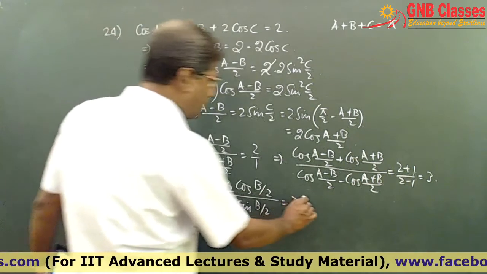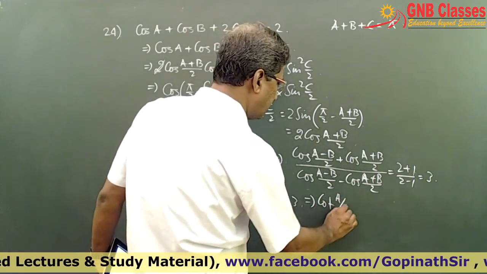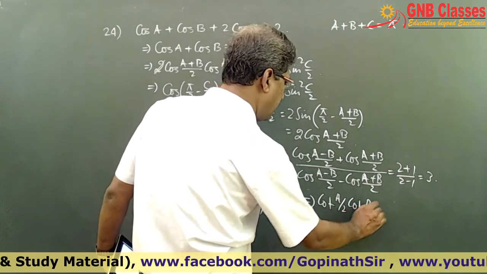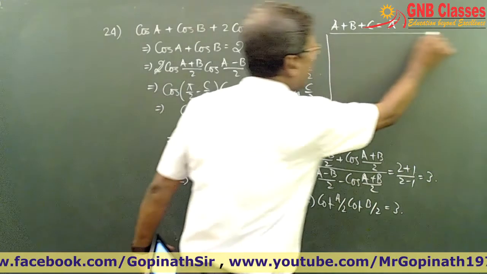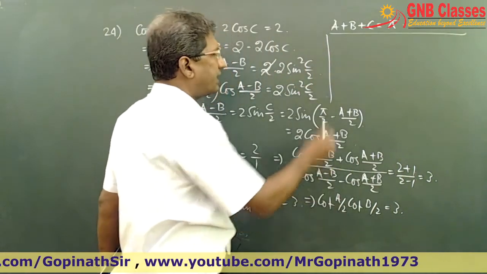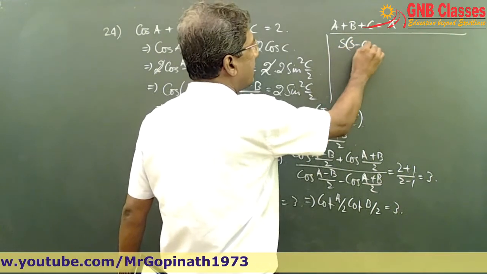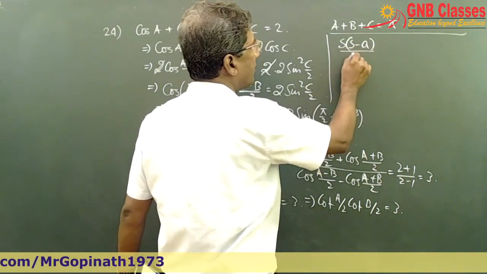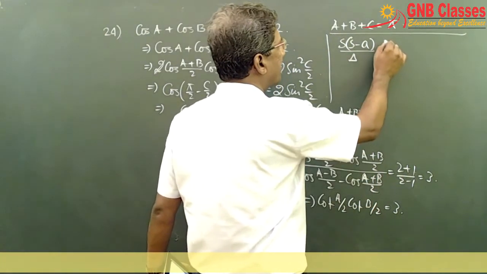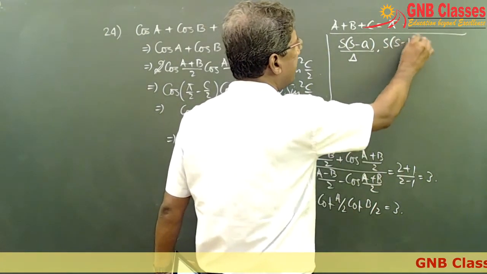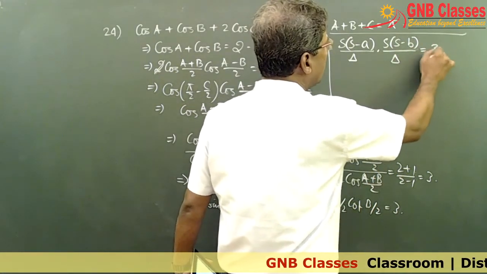Now this will give you what? Cot A by 2, cot B by 2, which is equal to 3, right? Now you see, cot A by 2 can be written as what? S into (S minus A) divided by del, and for cot B by 2 we can write S into (S minus B) divided by del, which is equal to 3.